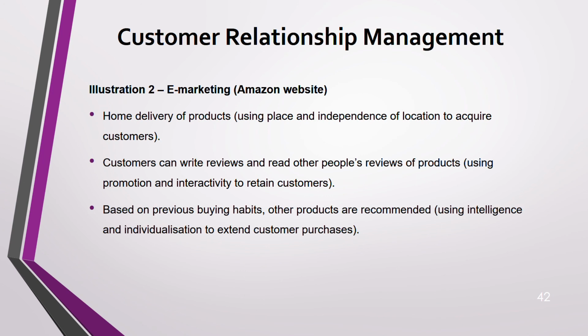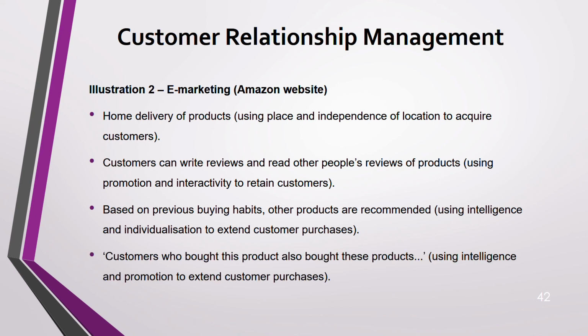Now, based on the previous buying habit, other products are recommended. This is intelligence out of the 6 I's, and also individualization. It could affect more than one I. Because it is for an individual person, products that are recommended are different. Why? Is it to acquire, retain or extend? Already they are buying from you, they are retained. You want to extend so that they buy more from you. Customers who bought this product also bought this product. Again, you are using intelligence and promotion also, so that you extend.